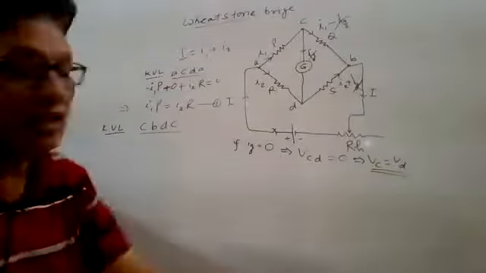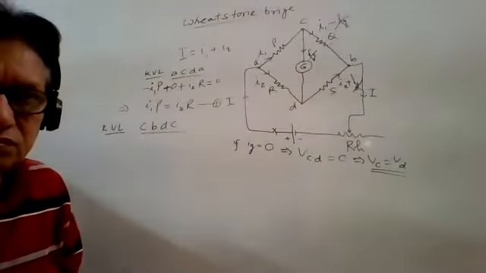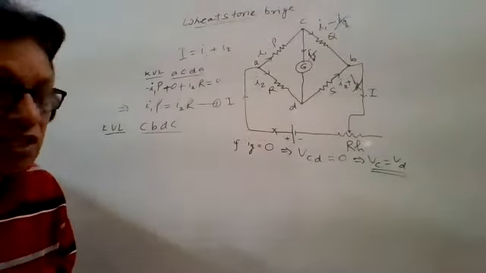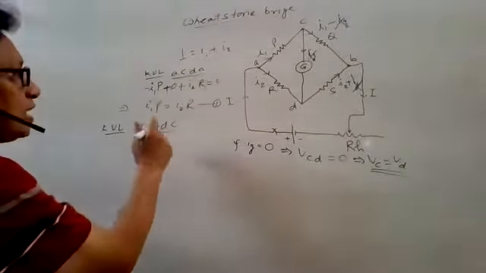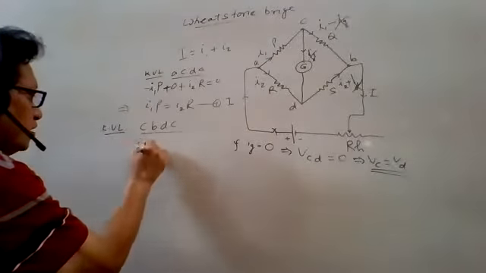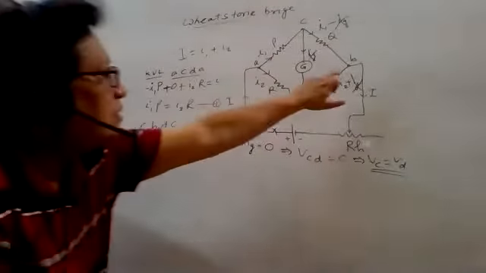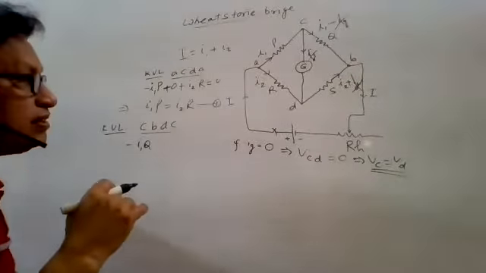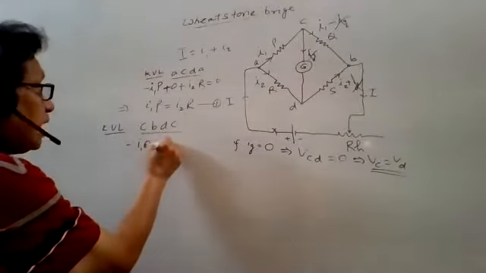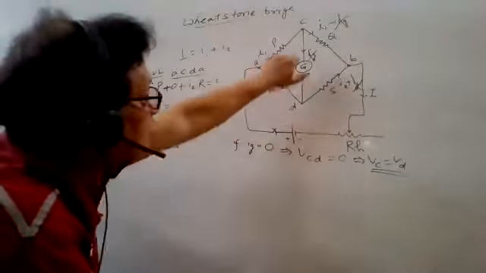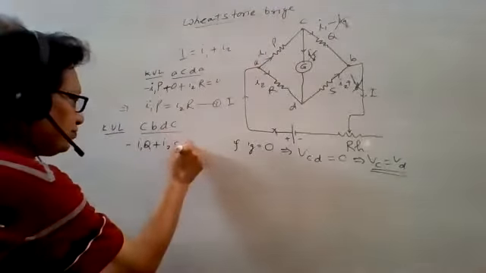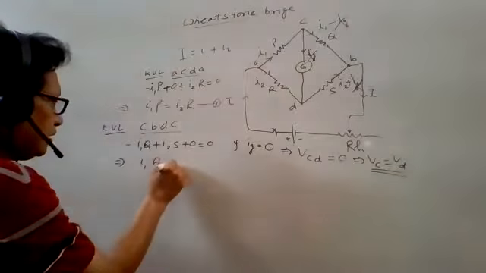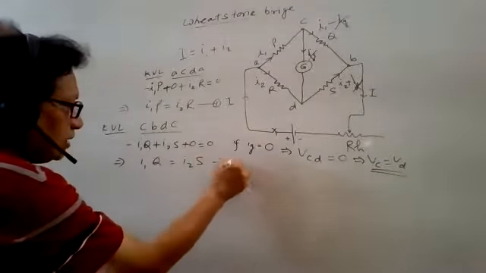Now C to B, it is drop, because here we are moving in the direction of current. It is the current I1Q drop. And B to D, again in the opposite direction of current we are moving. So it is the rise I2S, and D to C 0, equal to 0. It will give you I1Q equal to I2S. Let us take this as equation 2.